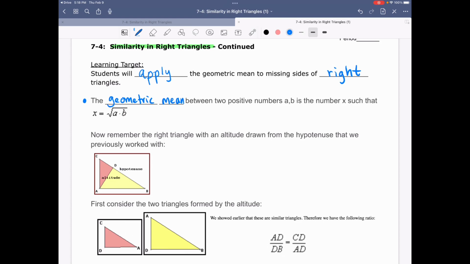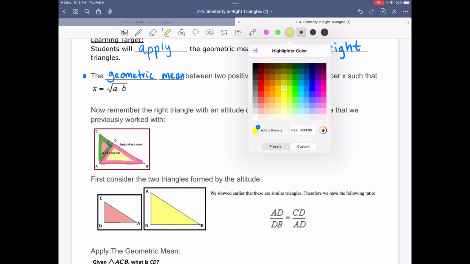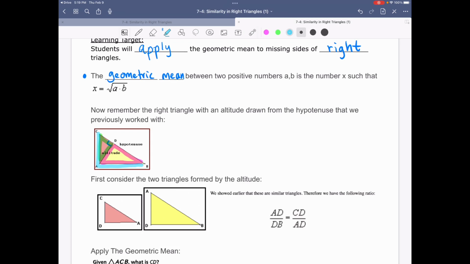Now yesterday, you'll remember that we were working with right triangles and we would draw the altitude from the right angle to the hypotenuse at a 90-degree angle. And when we did that, it created two similar triangles to the original larger triangle. So we really have three similar triangles that we're looking at. We have this red one, we have this yellow one, and then we have the larger outside one.